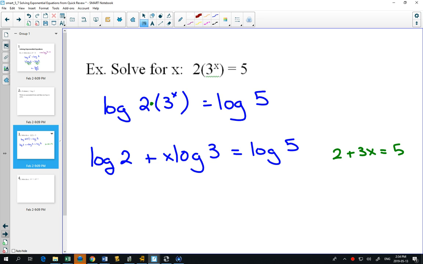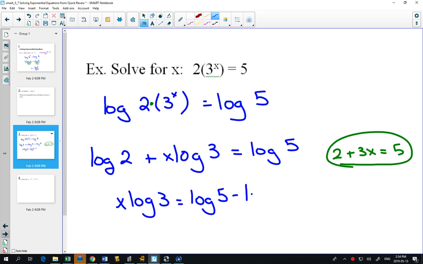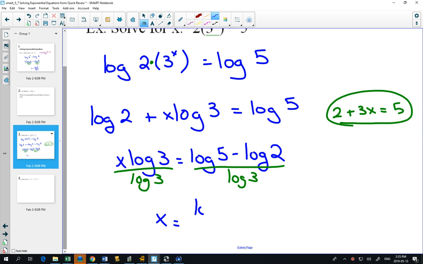So here, I know how to solve this, so I know how to solve this. I would subtract 2 on both sides. So I'm going to subtract log 2 on both sides. I would then divide by 3. So I'm going to divide by log of 3 on both sides. And I get log of 5 minus log of 2, divided by log of 3.